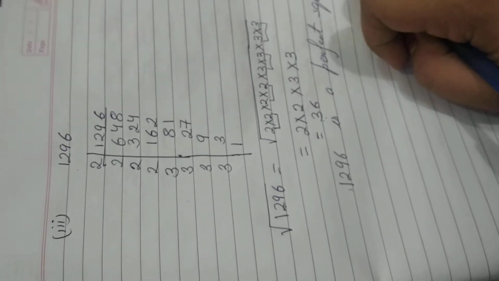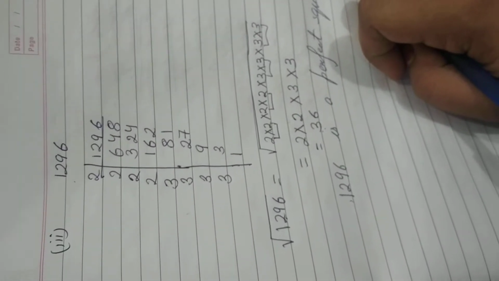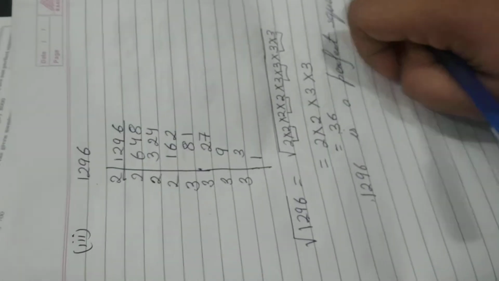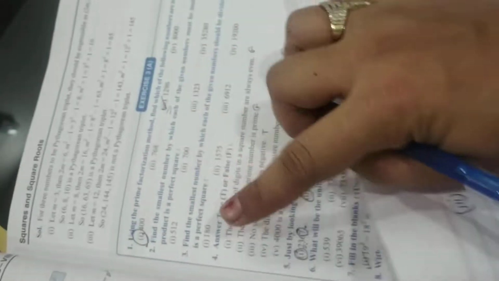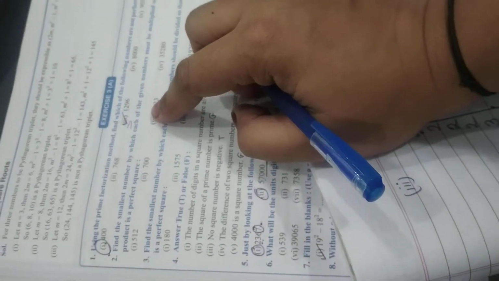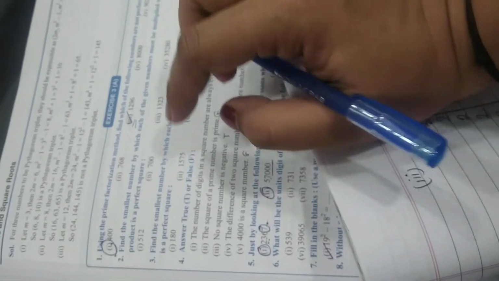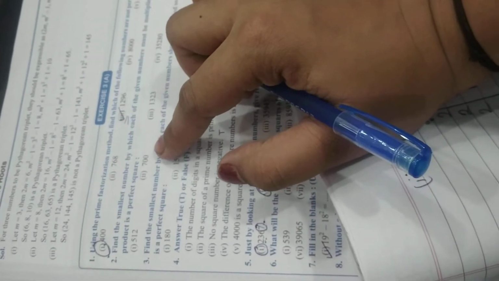Okay, this is how we do prime factorization and check whether the number is a perfect square or not. This is your first part. Third part, you are going to try other parts also. Right, next we'll come to question number 2.